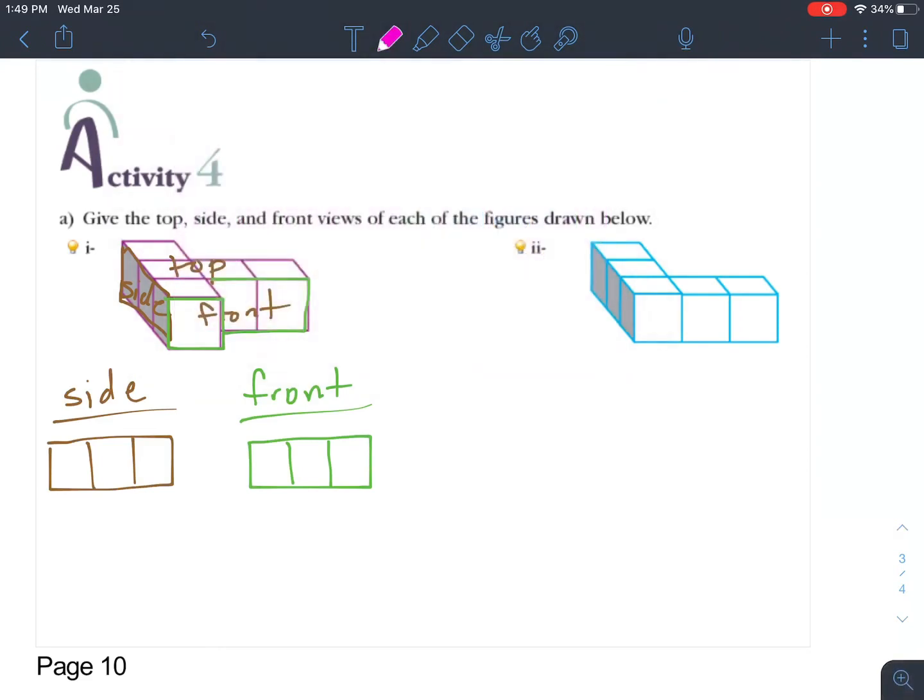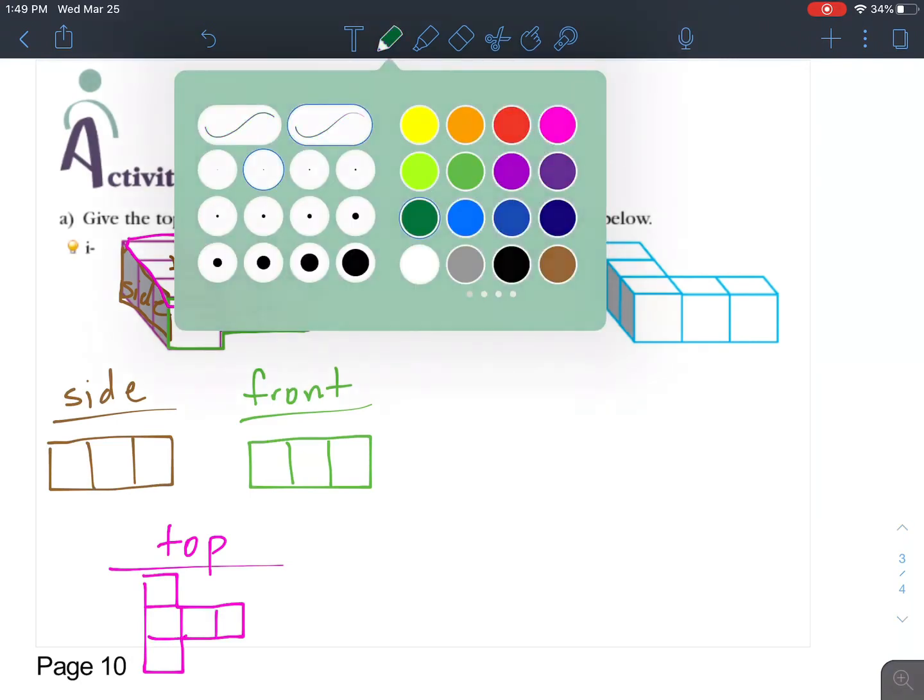Then the last one is our top view, and we've got this here. And that looks kind of like a sideways T. So I will go ahead and draw that in. And there we go. That is the top.